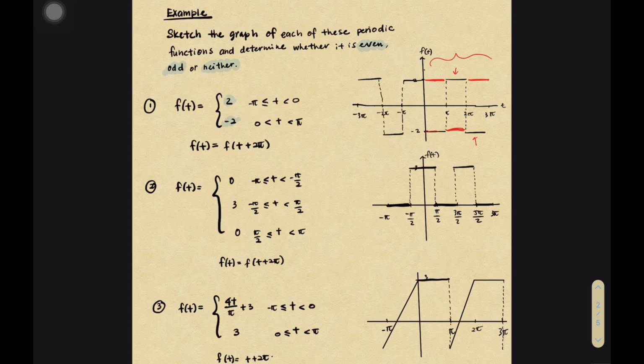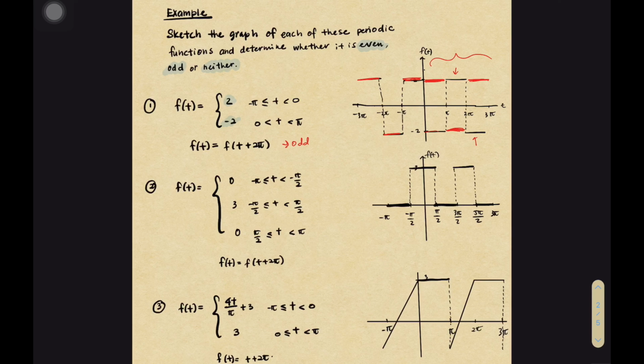Then when we reflect it about the y-axis, this graph will give you the reflection here, this graph will give you the reflection here, and this graph will give you the reflection here. It means that this graph is reflected, or symmetric, about the origin. So when your graph is symmetric about the origin, it means that your function f(t) is an odd function.